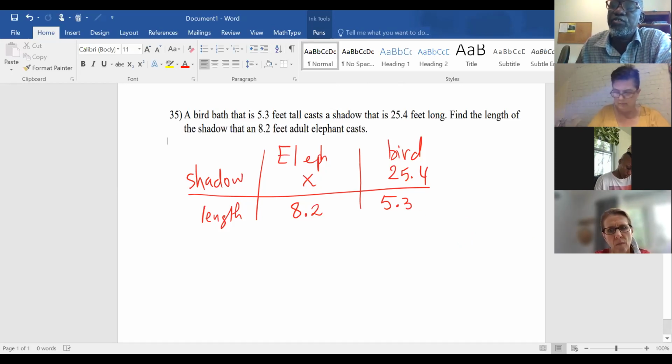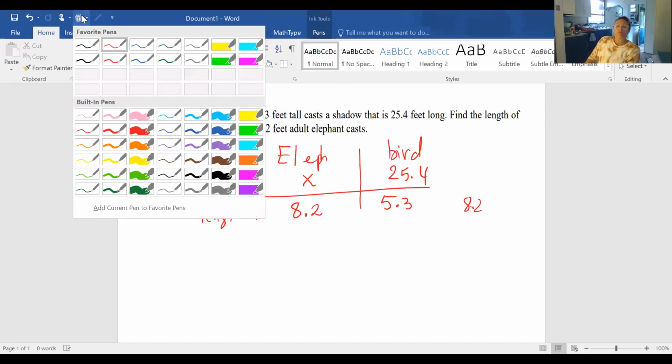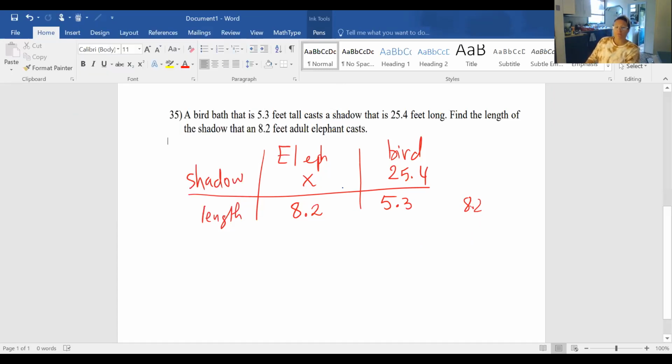Oh, and we're back. Okay, so what proportion did you just tell me now? 8.2, you cross multiply. So 5.3x equals, and then you multiplied 8.2 times 25.4. Exactly. That is correct. So we cross multiply here: this times this must be equal to this times this. This is exactly what you told me, just correct.